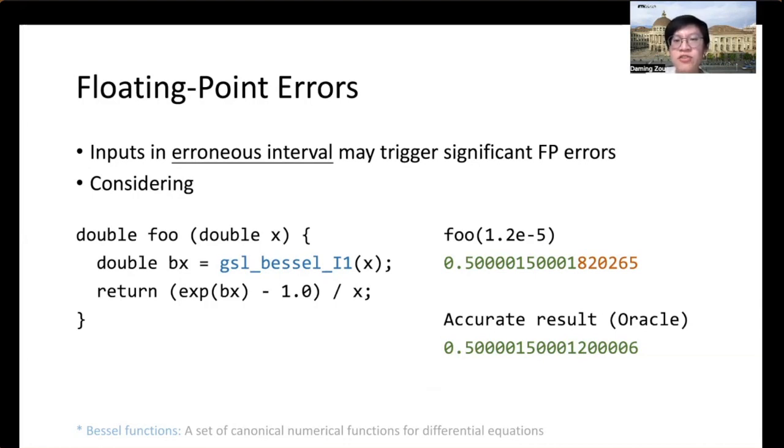We notice that when the input is 1.2 times 10 to the minus 5, the result of our function foo triggers significant floating point error. There are 6 invalid digits for a double precision number. We also provide the oracle here for reference. In later part, we will use this example to motivate and illustrate our work.